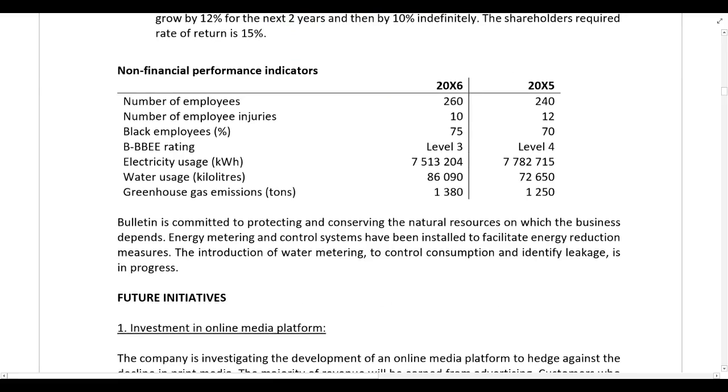We then have some non-financial performance indicators. So for both years, you've been given the number of employees, the number of employee injuries, the percentage of black employees, the BEE rating, the electricity usage in kilowatt hours, water usage in kiloliters, and greenhouse gas emissions in tons. Bulletin is committed to protecting and conserving the natural resources on which the business depends. Energy metering and control systems have been installed to facilitate energy reduction measures. The introduction of water metering to control consumption and identify leakage is in progress. All right, so both of these things here are obviously positive factors from an environmental perspective because it should result in a reduction of electricity and water usage.